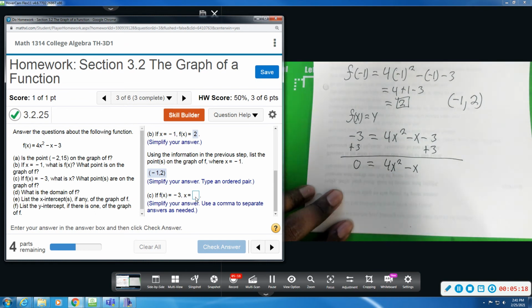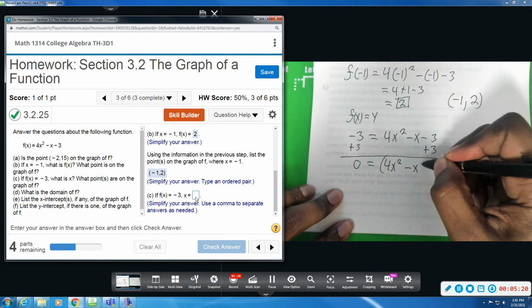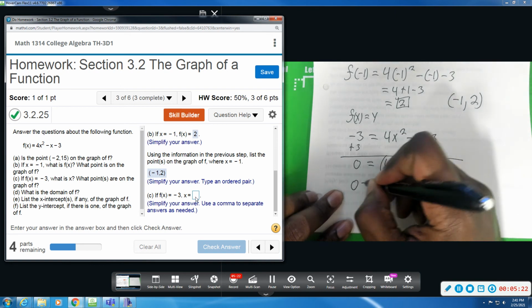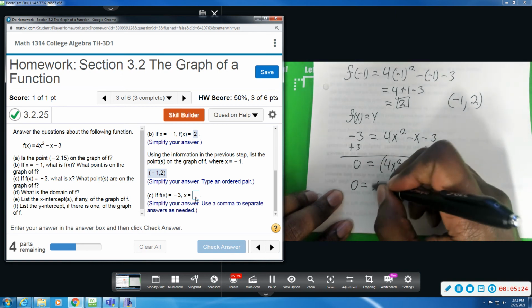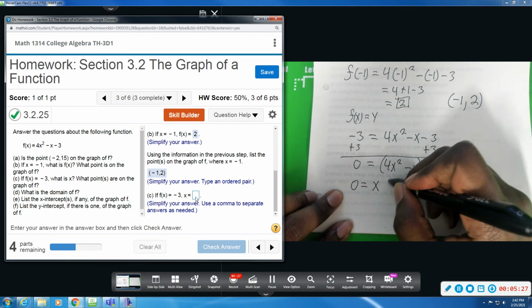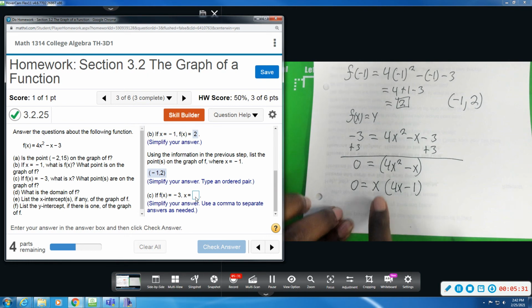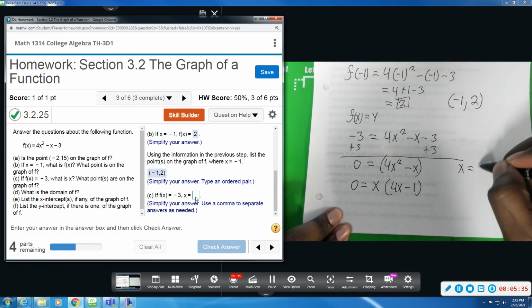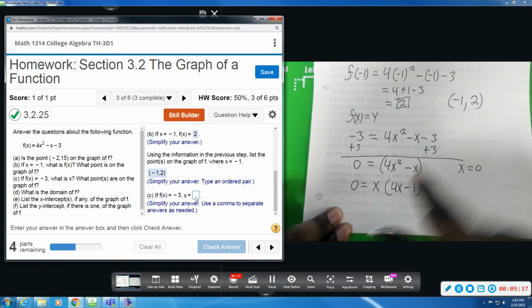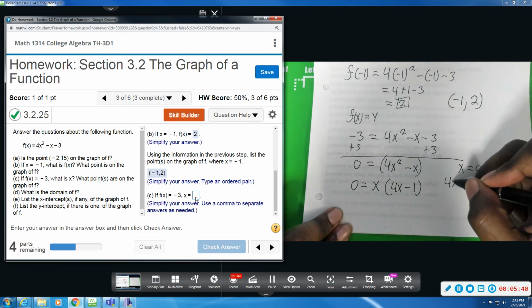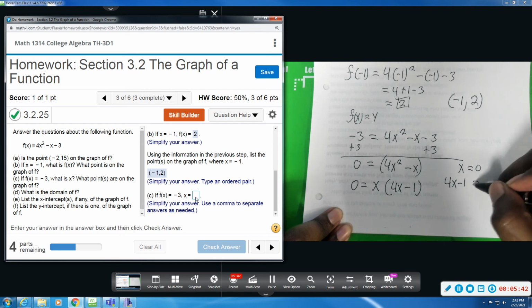And then to solve this, we're going to factor. All right. So we have 0 equals, we can factor x from both terms. That will leave us with 4x minus 1. All right, and now we're just going to set each term equal to 0. So we have x equals 0 is one possibility. And then we're going to do 4x minus 1 equals 0. And then solving for x, you would add 1, divide by 4, and you would get x equals 1/4.